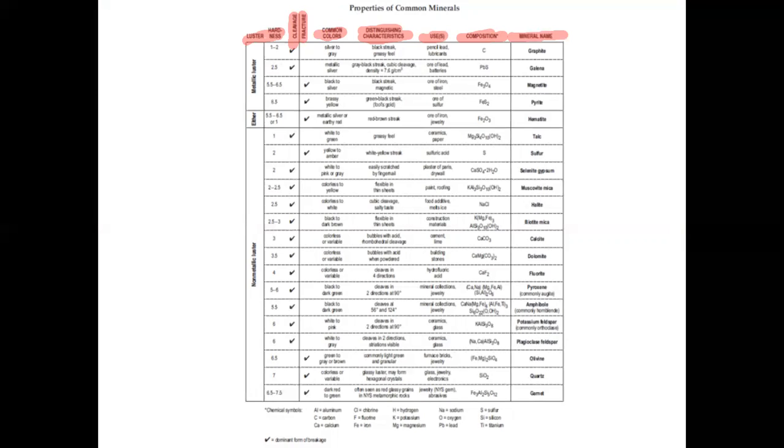So what you're seeing at the top of this chart is all of the things that we're going to look at in order to identify a mineral. Some are better than others, some are more reliable than others, but we're going to dive in and take a look.